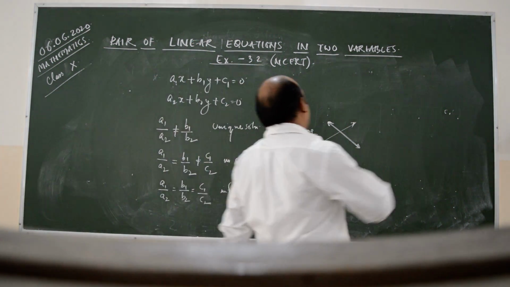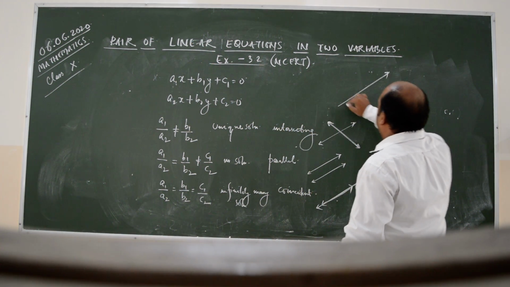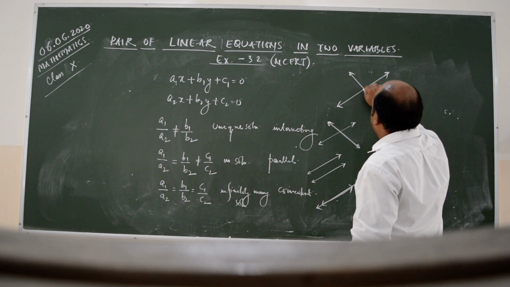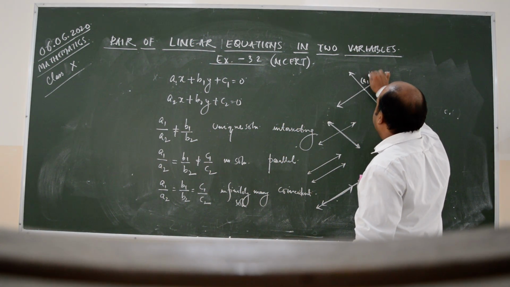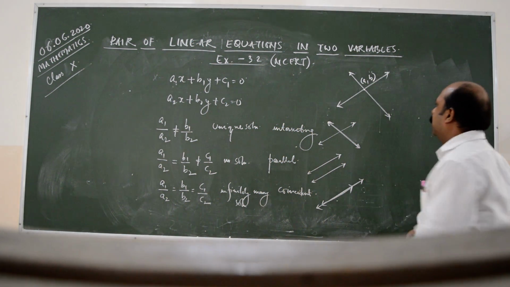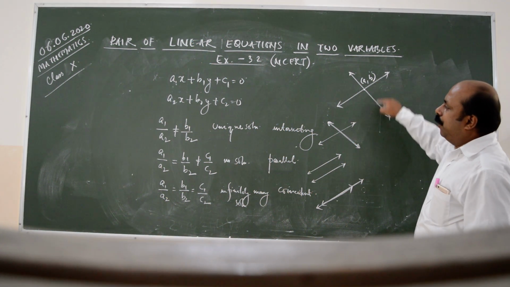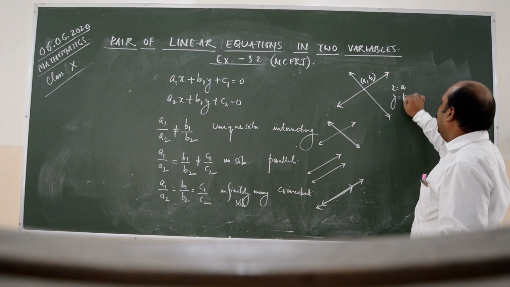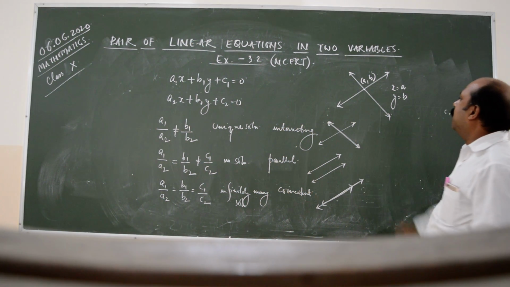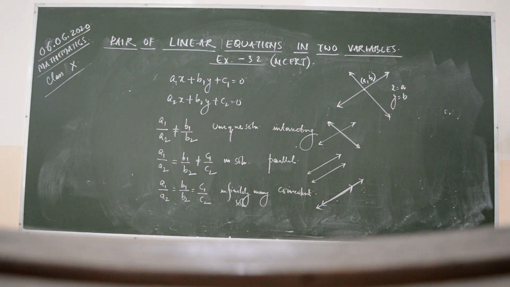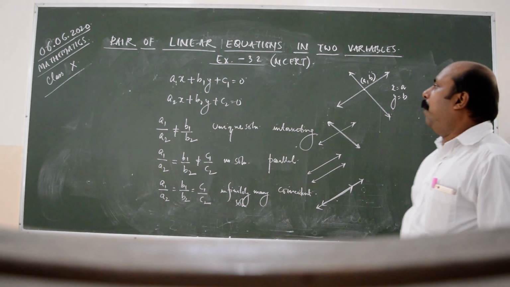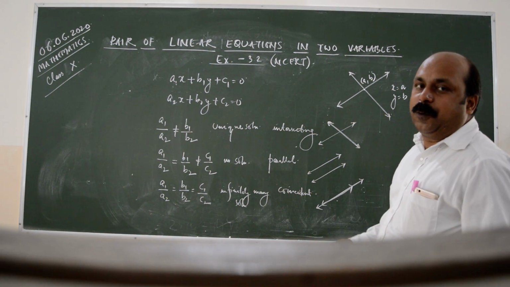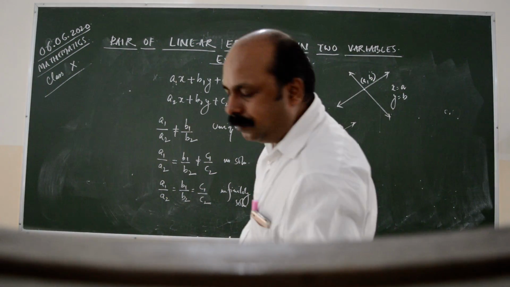Wherever the graphs are intersecting, at whatever point the graph lines are intersecting, let us say the graph lines are intersecting at a point a comma b, then the solution of this pair of linear equation will be x is equal to a and y is equal to b. So in this manner, graphically, we can solve a pair of linear equations. So let us proceed with the questions.